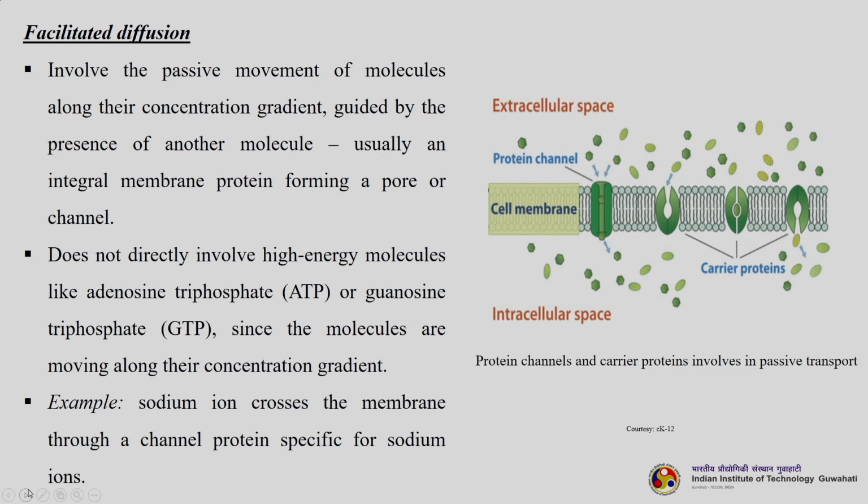So, the next is facilitated diffusion. Here it involves the passive movement of molecules along their concentration gradient guided by the presence of another molecule, usually an integral membrane protein forming a pore channel. Okay, this is how you can see the pore channel formation happens, right, and how it binds to the carrier proteins and then gets transported. So, it does not directly involve high energy molecules like adenosine triphosphate or guanosine triphosphate, GTP, since the molecules are moving along their own concentration gradient. So, an example is a sodium ion crossing the membrane through a channel protein specific for it.